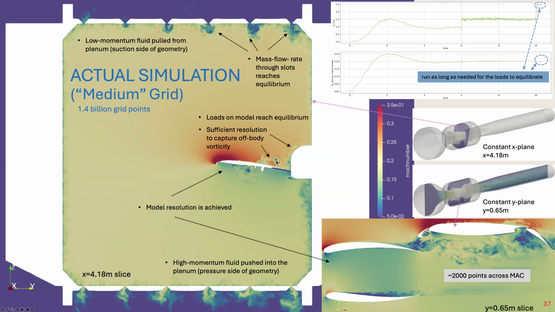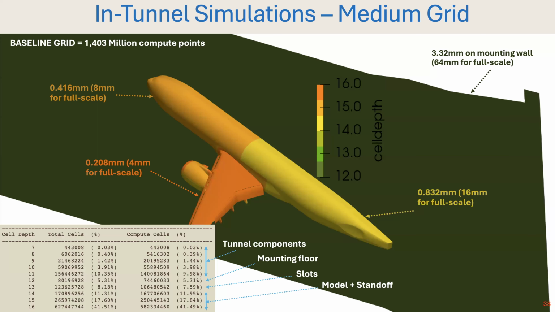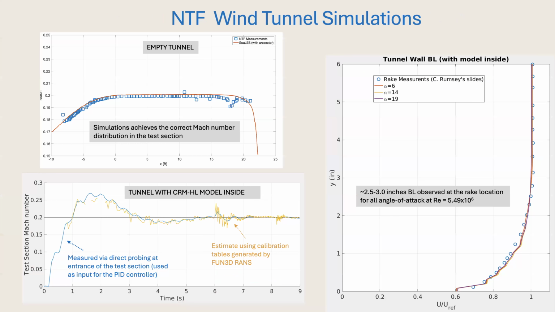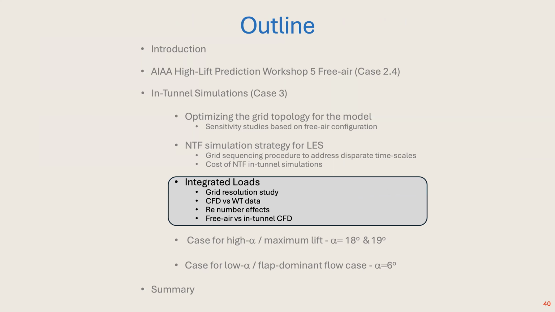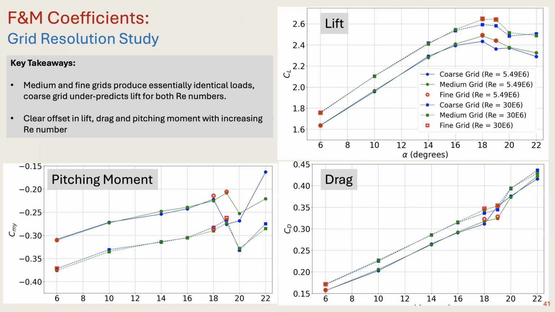There is sufficient resolution to capture all the vortices. So we actually submitted this data to project management at NASA, and that shows the grid sizes in each section, and also shows the empty tunnel calibration, like the wind tunnel Mach number, also the boundary layer on the wind tunnel wall with the model inside, and the target Mach number. We compare all that before our simulations. And then integrated loads: lift, drag, and pitch moment.